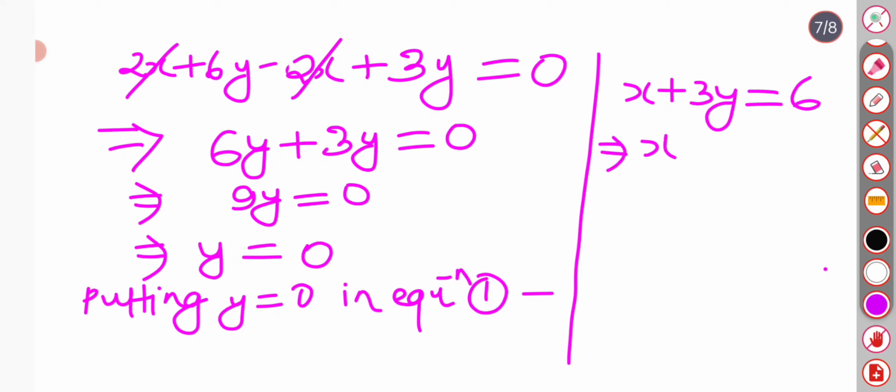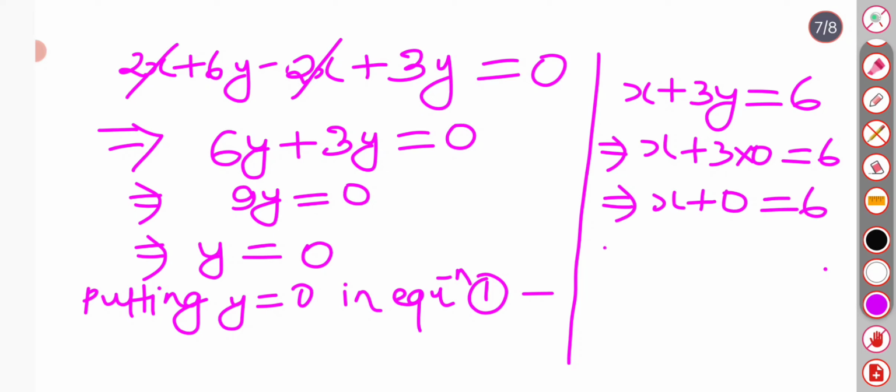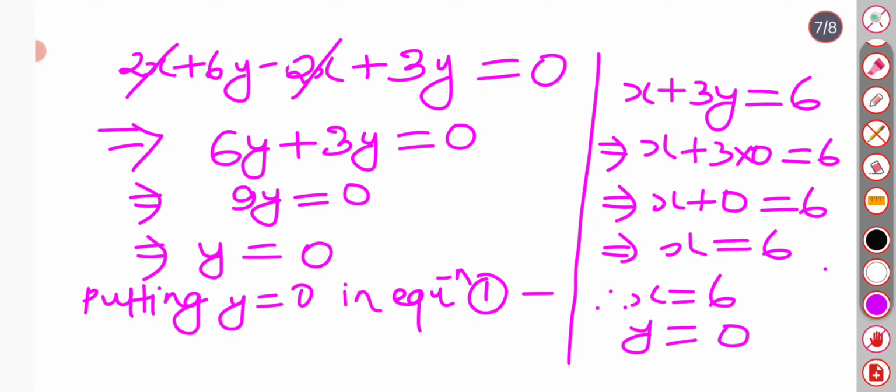So x plus 3 into 0 is 0, equal to 6. Ultimately the value of x we got is 6. Therefore x equal to 6 and y equal to 0. So in this way we can obtain the value of x and y using the substitution and elimination methods.